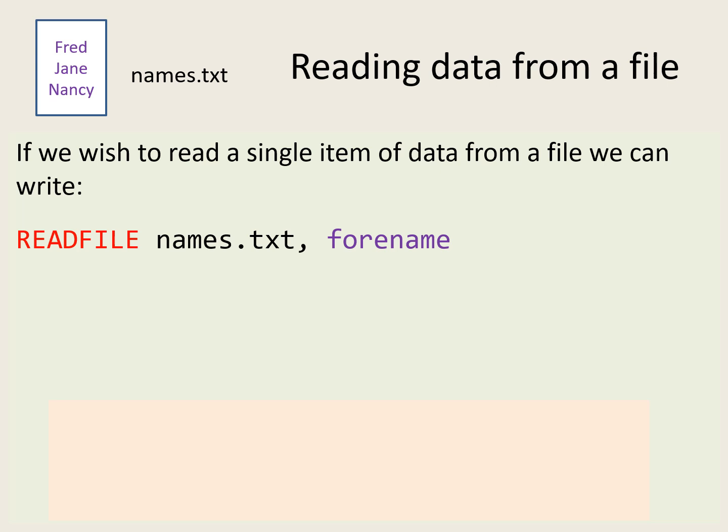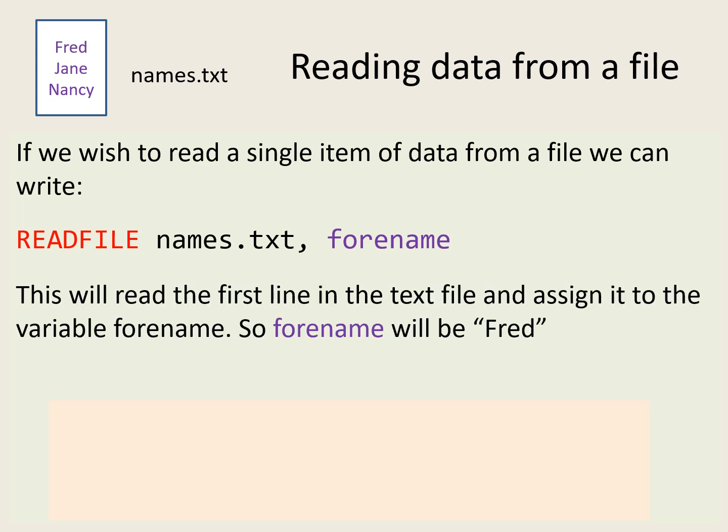So we're going to read a single item, which will be the first item in the file. And then for name, this is a variable that's going to be assigned, or it's going to store the item of data that we're going to read. So this will read the first line in the text file and assign it to the variable for name. So for name will basically be storing Fred, or be assigned Fred.